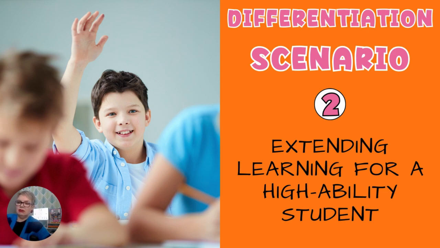You could introduce a challenge task, keep a bank of extension activities such as what if scenarios or real life applications of the topic. And you could encourage peer mentoring. Ask them to help another student explain a tricky concept. And this works because it prevents disengagement and frustration by ensuring high ability students remain challenged and involved.